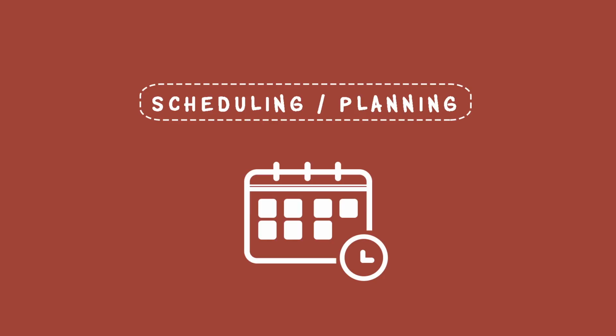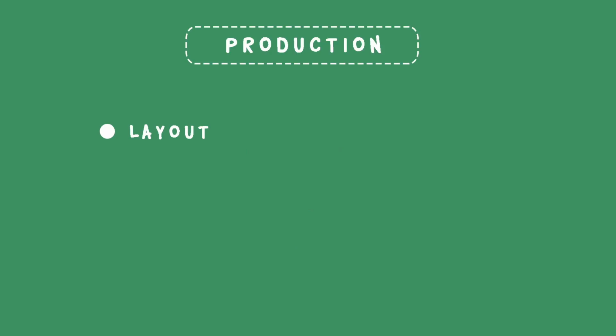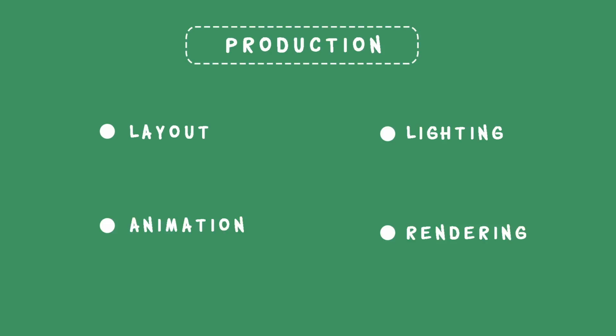Scheduling planning. Before starting the production, we need a plan to set the deadlines and guide the team during the production. In this way, we can decide the time that we will need to finish the project. Now let's see all the main steps of the production: layout, animation, lighting, and rendering.